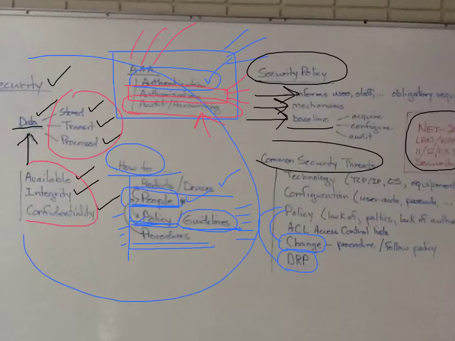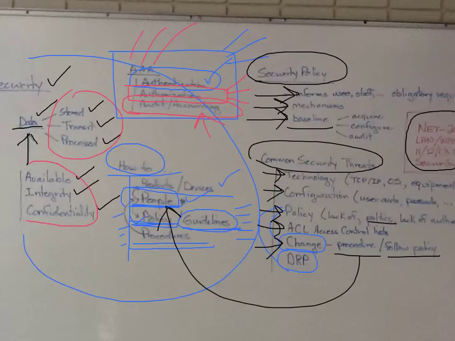Common security threats are inherent in the technology, in how we configured it. Do we have a policy or lack of one? There's always politics that can be involved with the policy and so forth. Do we have some kind of access control? What do we do when there is a change? How do we manage that? Is there a procedure? Did it follow policy? Were people informed?